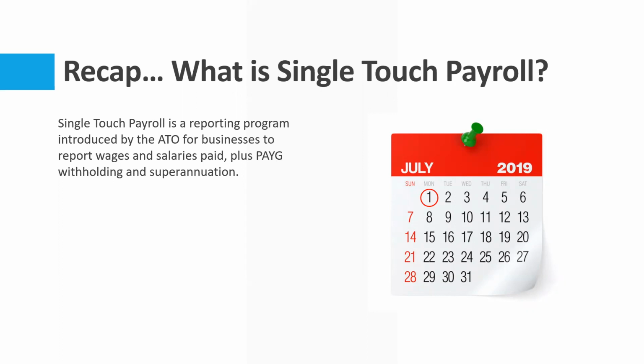This will give greater visibility to the tax office over specific payments being made to an employee, such as overtime, bonuses, and allowances. To go through this in more detail, I'm going to hand over to Lauren to explain what you need to do within Xero to implement stage 2 and 3 of the new STP. Thanks, Lauren.